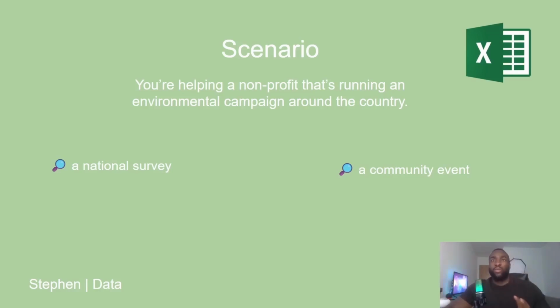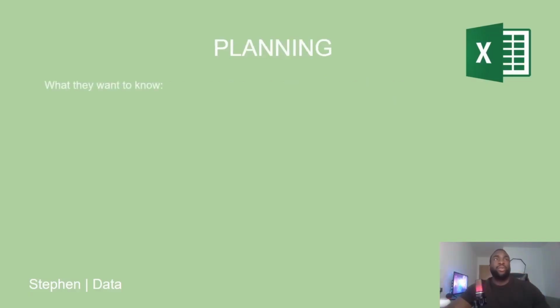So what we need to do is we need to first break down what the team actually want. So what they want to know. Now, the first thing they want to know is this: which area has the highest number of volunteers? Because if they can see where the support is the strongest, they'll know where to focus their outreach efforts.